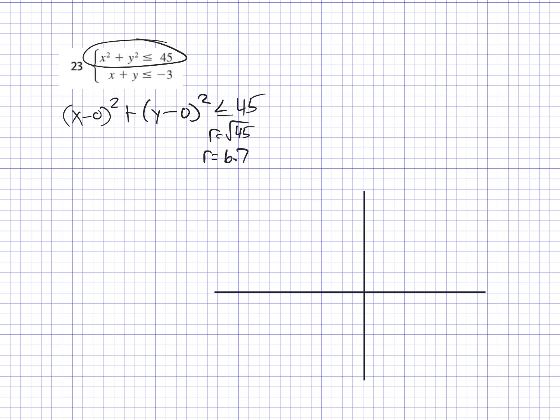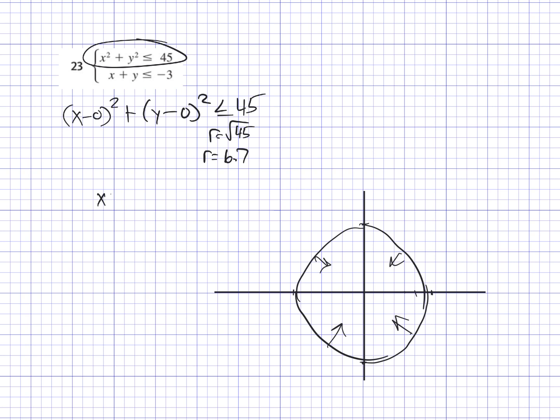Okay, so now we're at the origin. It has an equal sign, so it's solid, and we go up to 6.7. So about 4, 5, 6, about right there. And about there, and again the other way, 1, 2, 3, 4, 5, 6, 6.7. And so now we draw a perfect circle. It's a solid line because of the equal sign. It's less than, so it's shaded inside itself.